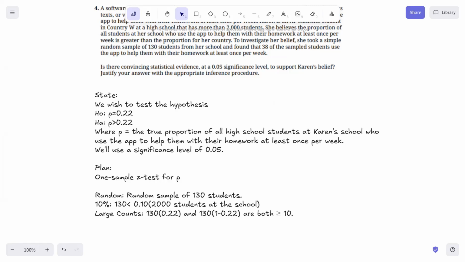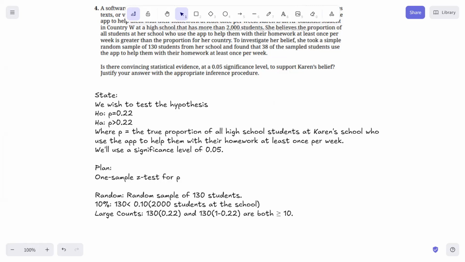So for random, you would write random sample of 130 students. For 10%, you have to show that the sample size, 130, is less than 10% of the 2,000 students at the school, which it is. The large counts condition, you have to show that the expected proportion of successes and failures based on the null proportion of 0.22 are both greater than or equal to 10. You would not use the actual results for this sample there.